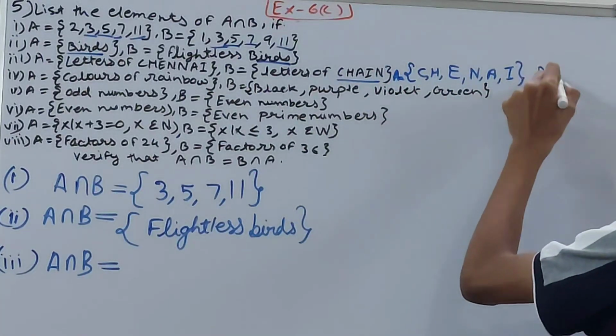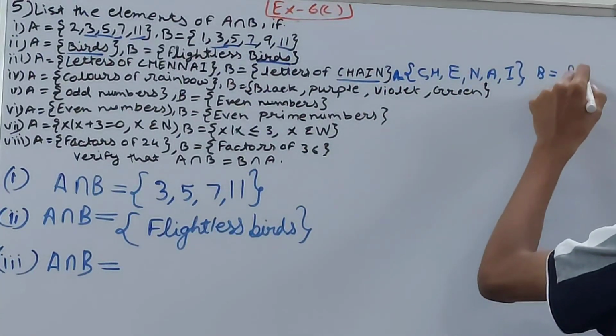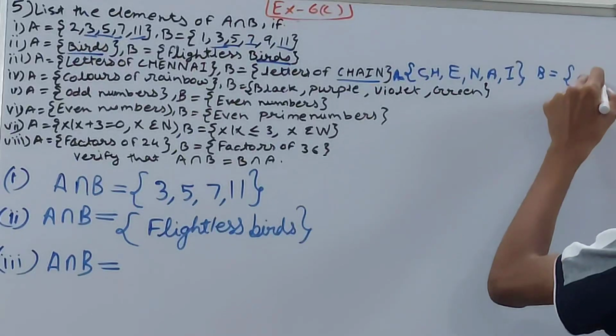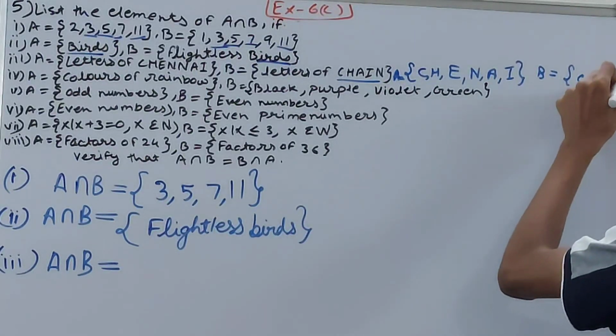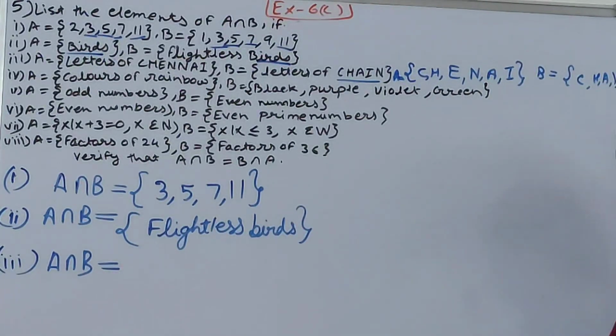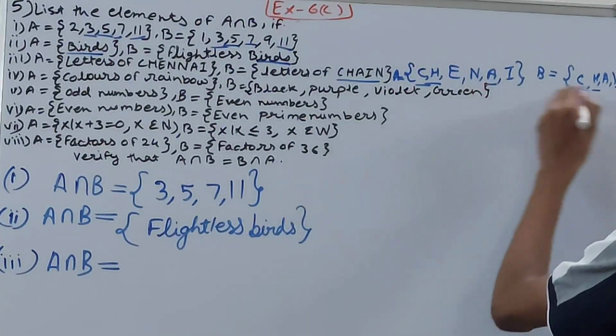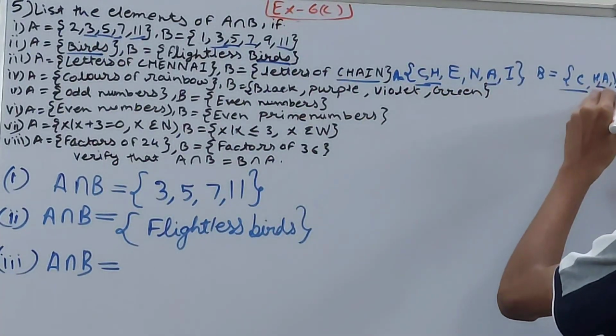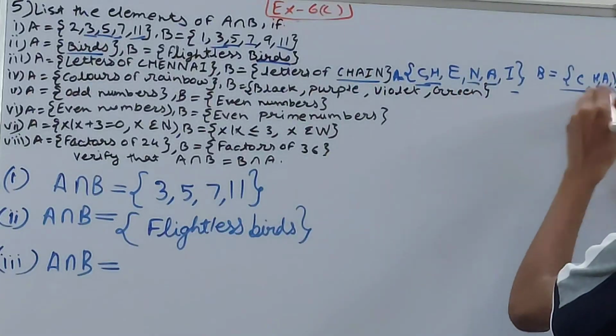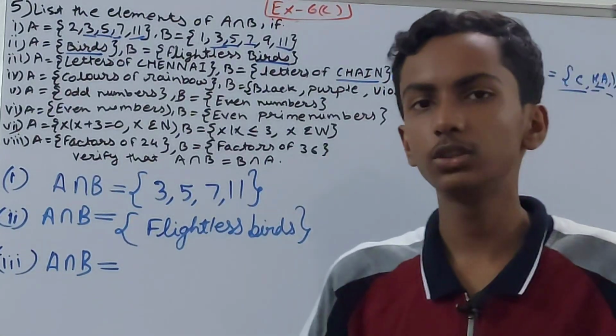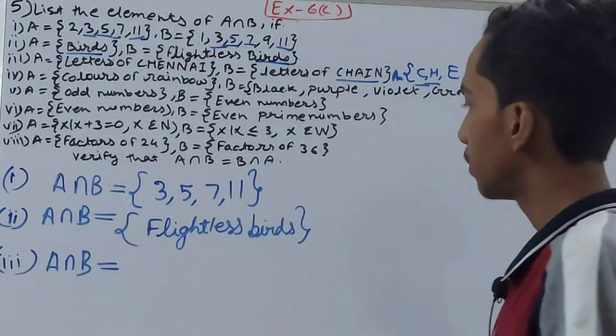And B will be what? B already you have got with you what? C, H, A, I and N chain. Okay, what is common? See, C is common, H is common, A is common, I is also common and N is common. Only and only E is not common in both the words. So write that down.